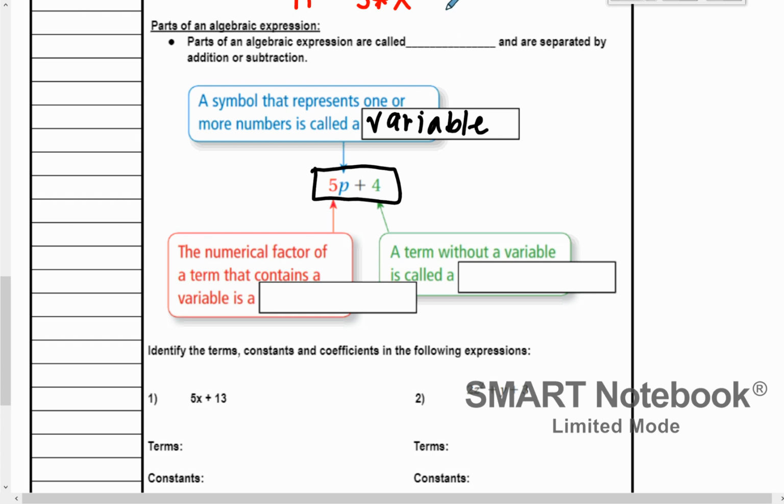Oh, sorry, I skipped over up here. Parts of an algebraic expression are called terms and are separated by addition or subtraction. Okay, so here we have one term, here we have another term. It's separated by that addition sign. Okay, so here we have two terms in this algebraic expression. The variables are the letters. Okay. The number that comes in front of the letter. Okay, the number that's in front of the letter is going to be called a coefficient.